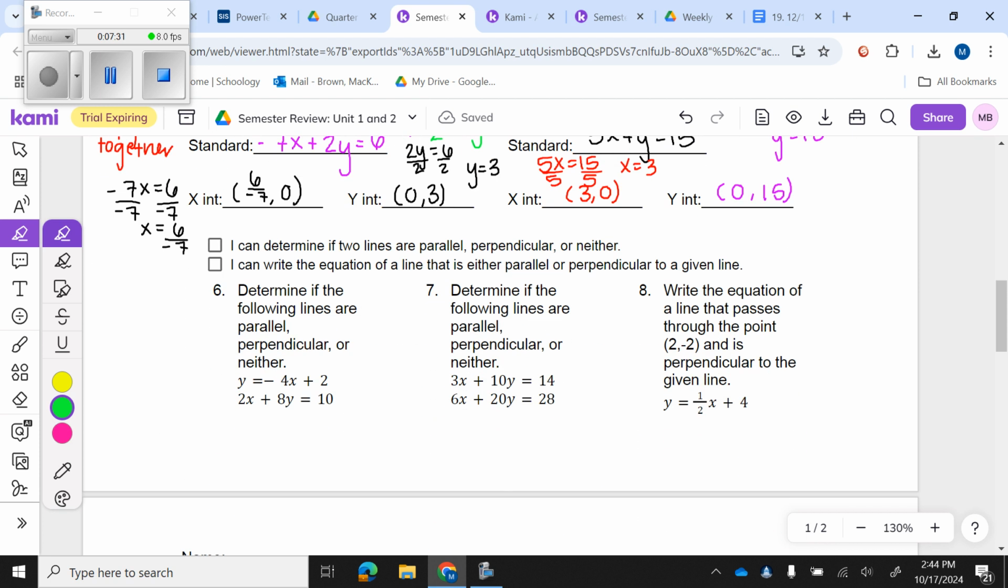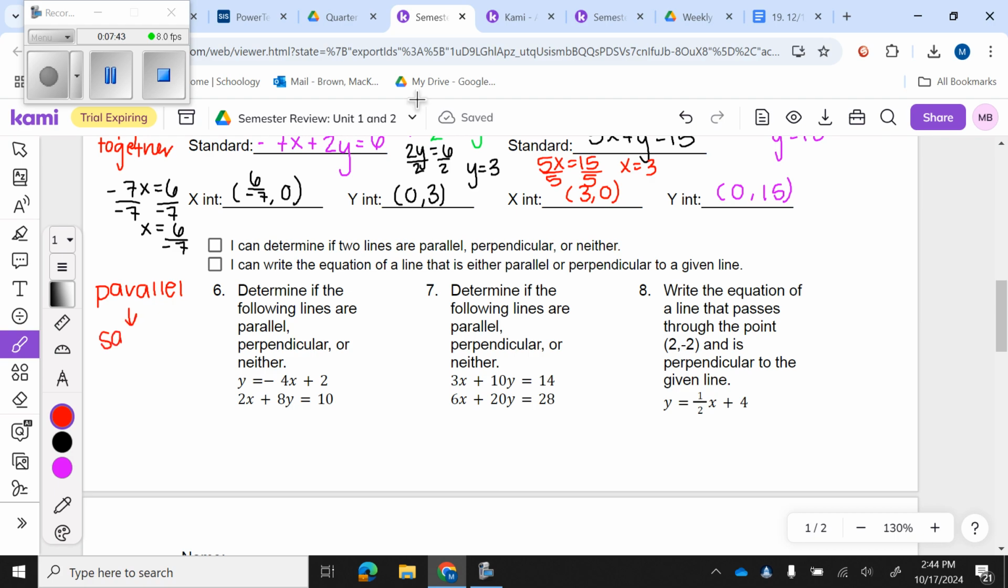All right, 6, 7, and 8 want to know if they're parallel, perpendicular, or neither. Remember, if they're parallel, they have the same slopes. And if they are perpendicular, they are opposite reciprocals, which means you flip and change sign.